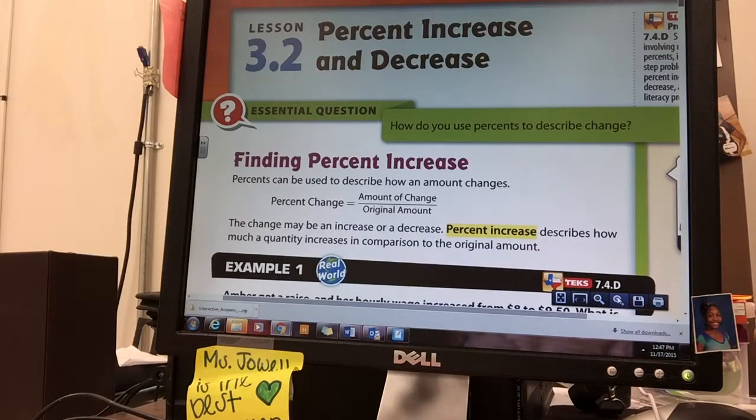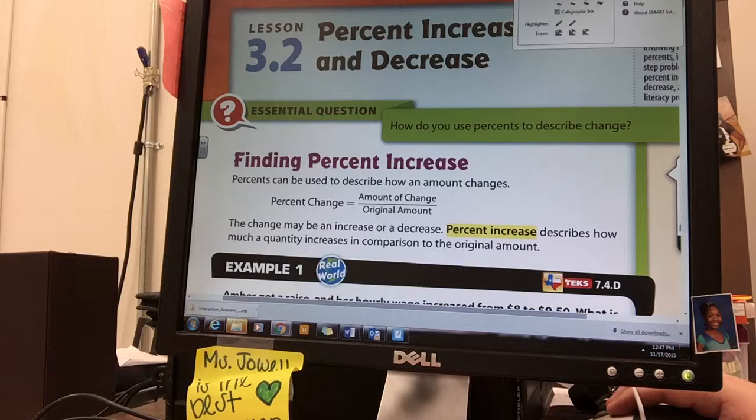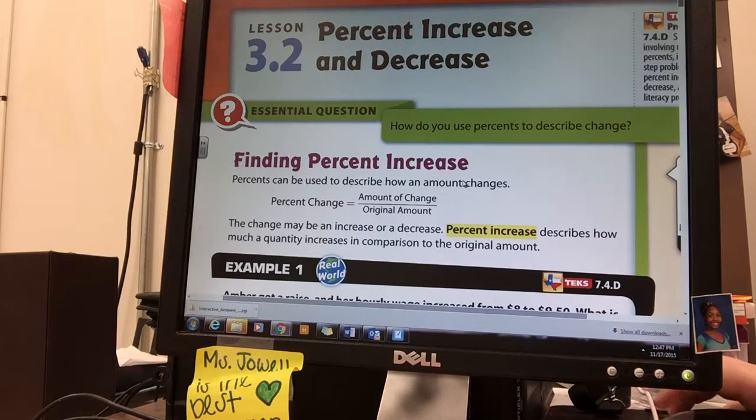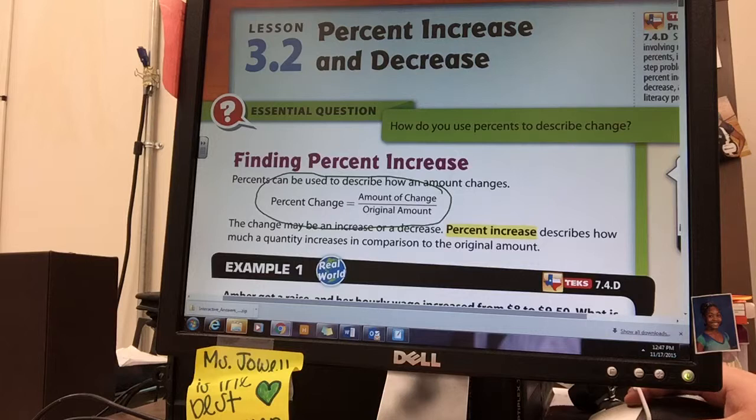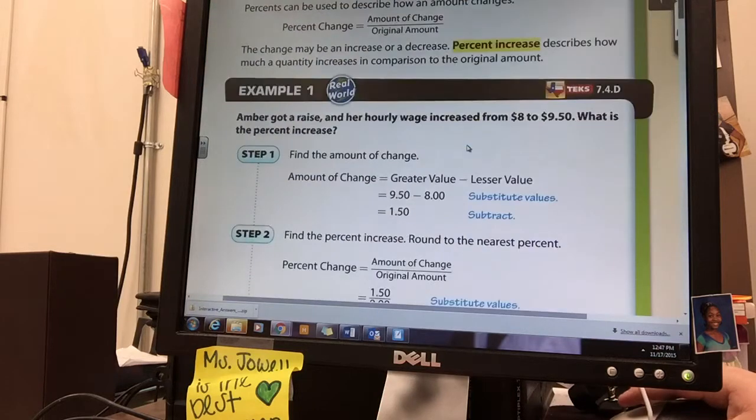Right, this is 3.2, and this is percent increase, decrease. So there's an important formula that we need to know, and that is this: percent change is going to be equal to the change over the original. And that'll make a little more sense when we start practicing it a little more. So let's scroll down, look at the example.